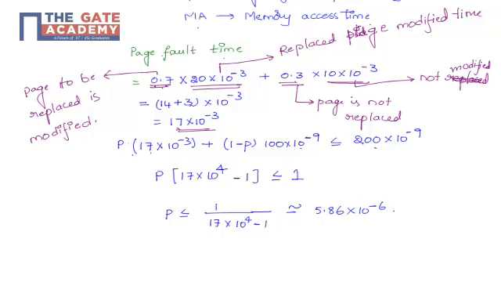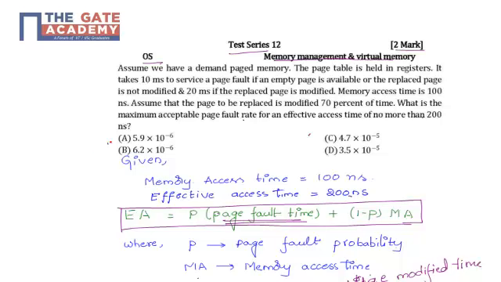So 200 into 10 power minus 9, P into 17 into 10 power minus 3, which we calculated as page fault time, plus 1 minus P into 100 into 10 power minus 9, which is nothing but memory access time. So 200 into 10 power minus 9 is nothing but effective access time. If you calculate this one, we will get the value as 5.86 into 10 power minus 6. The nearest answer for this is 5.9 into 10 power minus 6, which is option A.